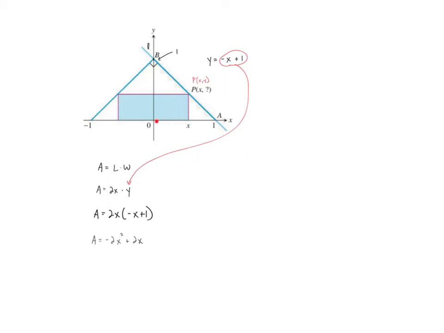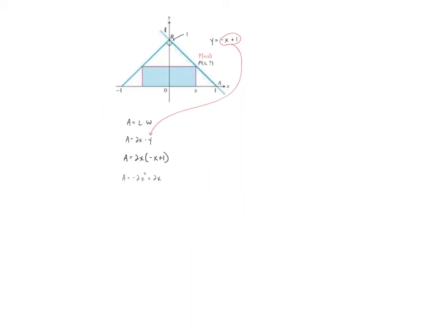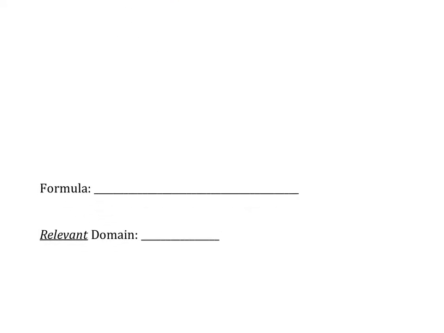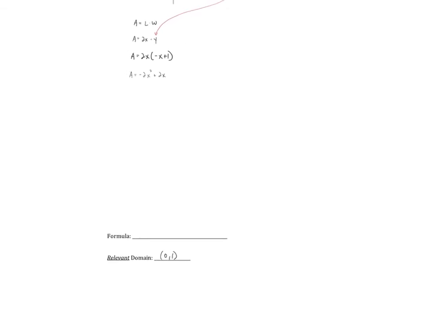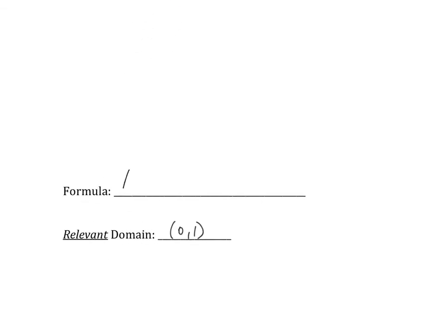So really the smallest x could be 0. It has to be greater than 0, and it really has to be less than 1. Negative 2x squared plus 2x.